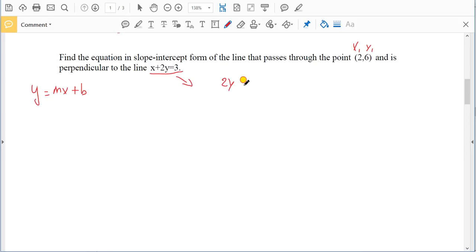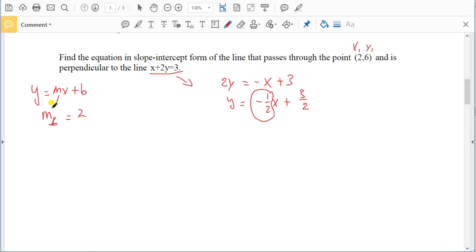Subtract x on both sides, and then divide by 2 on both sides to solve for y: y equals minus 1/2 x plus 3 over 2. Now this one has a slope of minus 1 over 2, but this line is perpendicular to the one we are looking for, so the slope should be the negative reciprocal of this, or 2, because the negative and negative become plus, and we flip the top and the bottom.